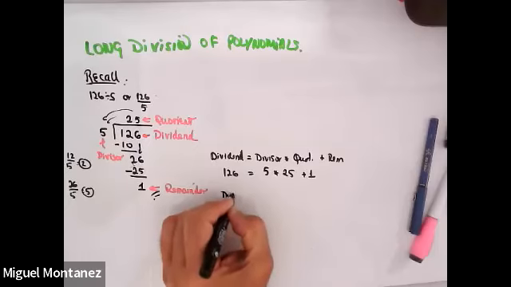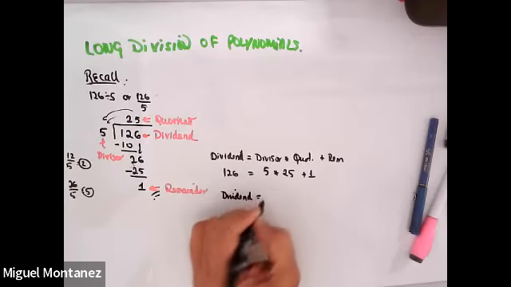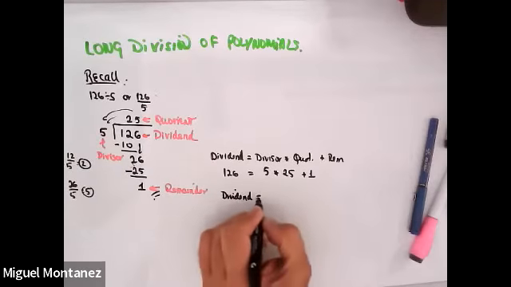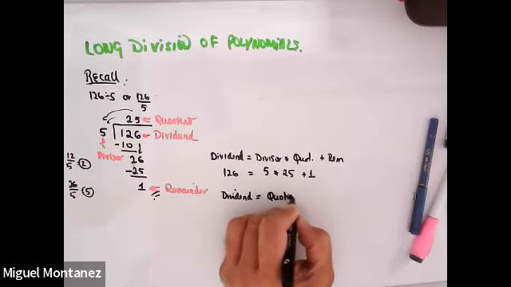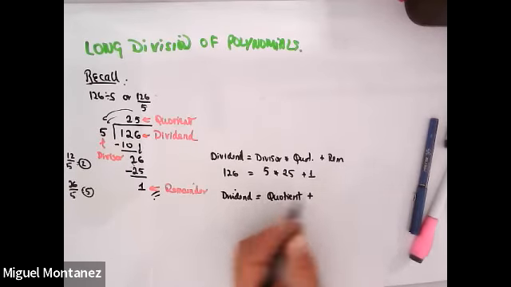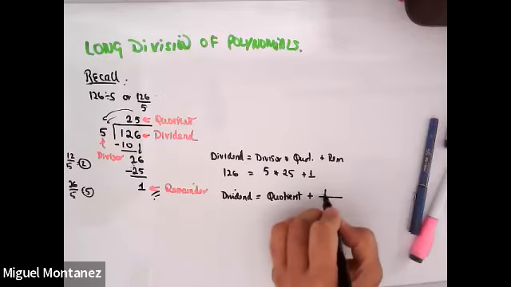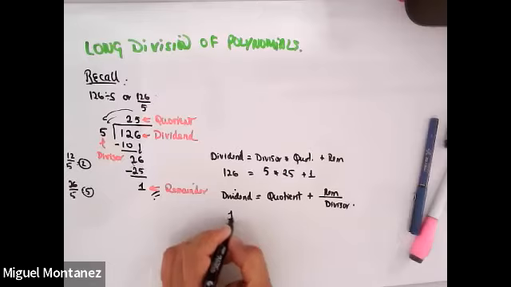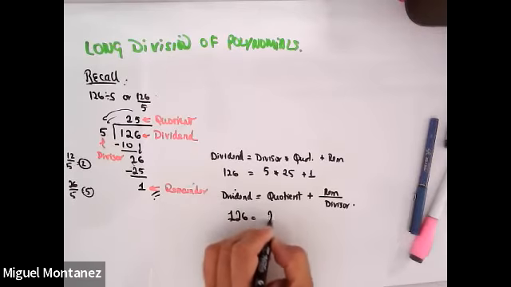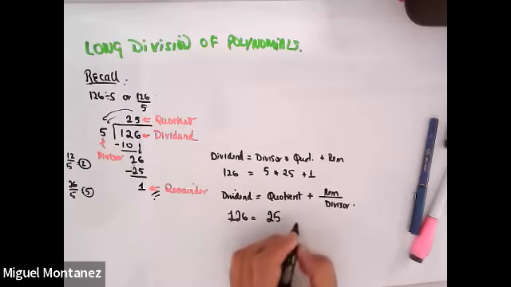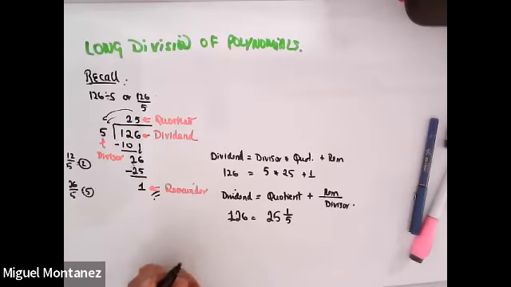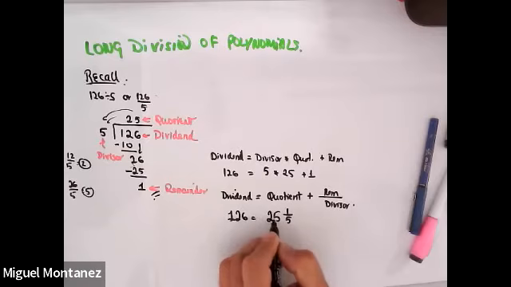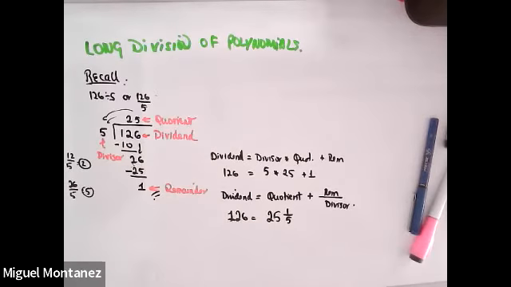Also, you can see the dividend is the same thing as the quotient plus the remainder over the divisor. Of course, 126 over 5 is the same thing as 25 plus 1 over 5. Yeah, it's a mixed number. 5 times 25 plus 1, yeah, 126 over 5. So that's it.